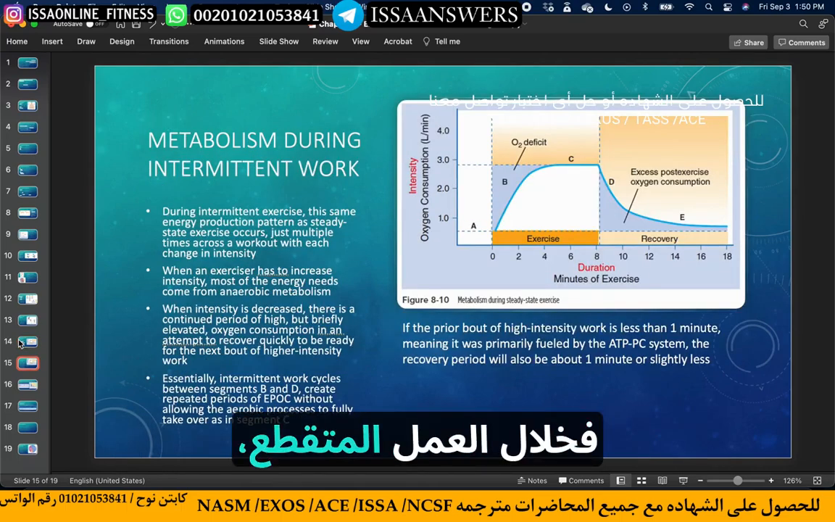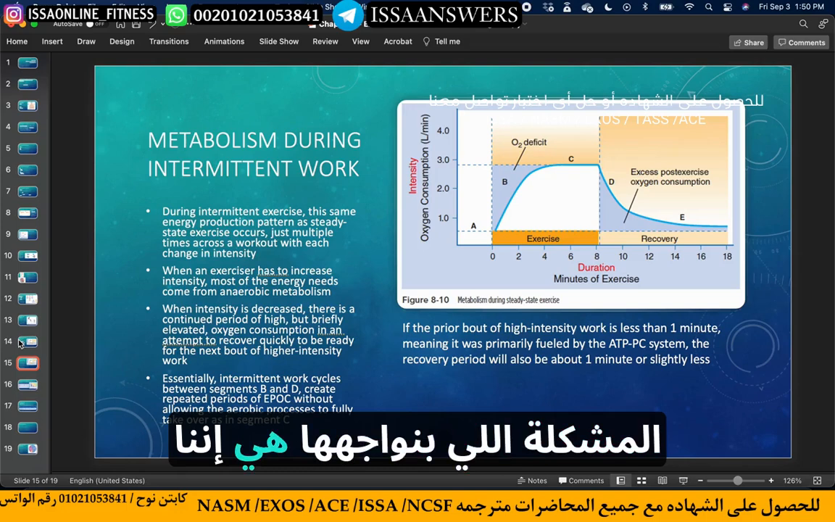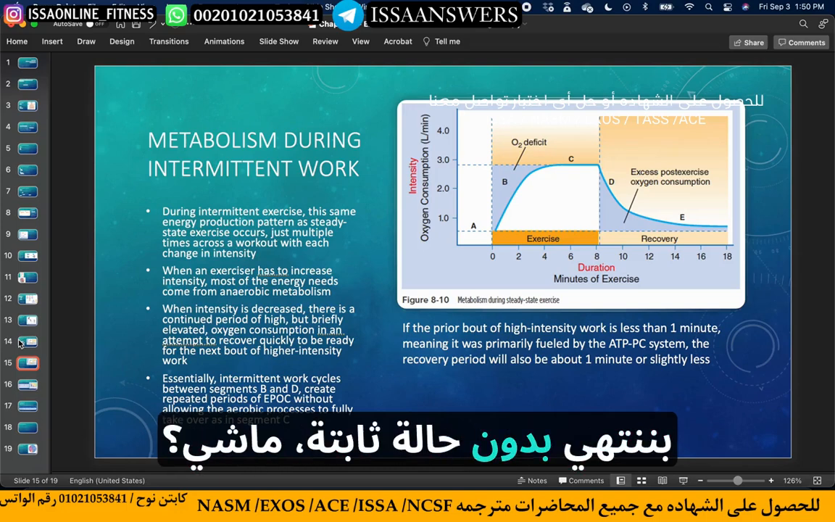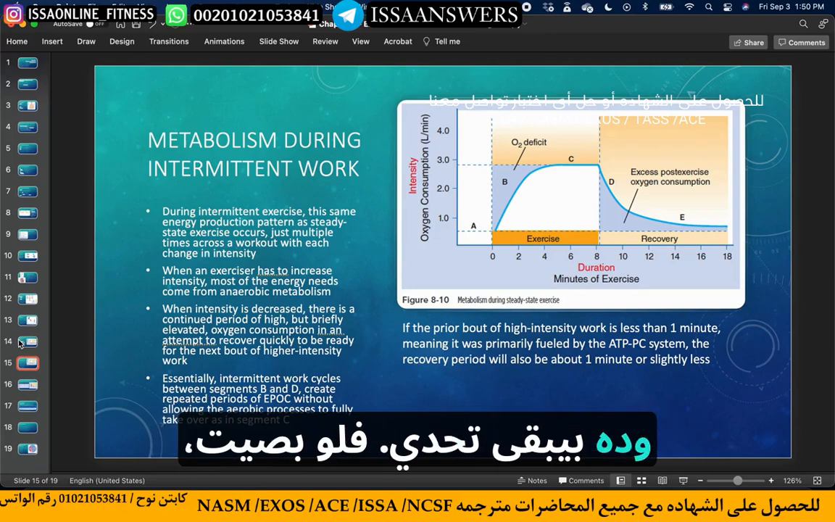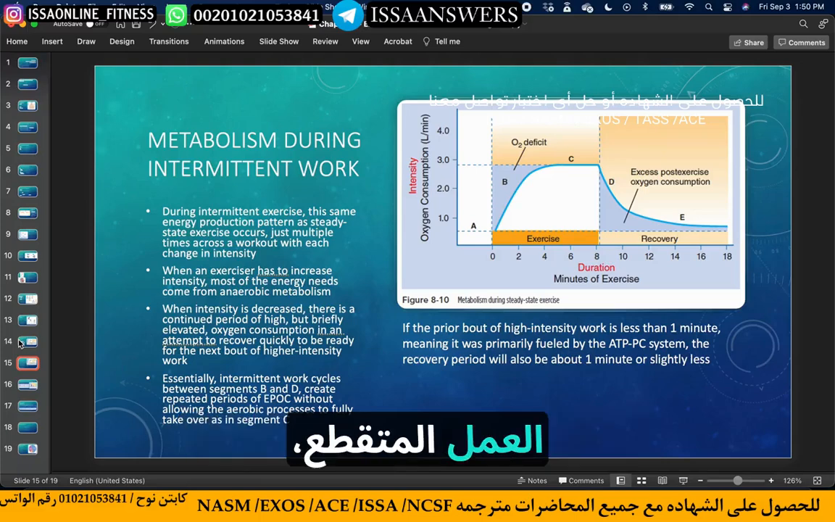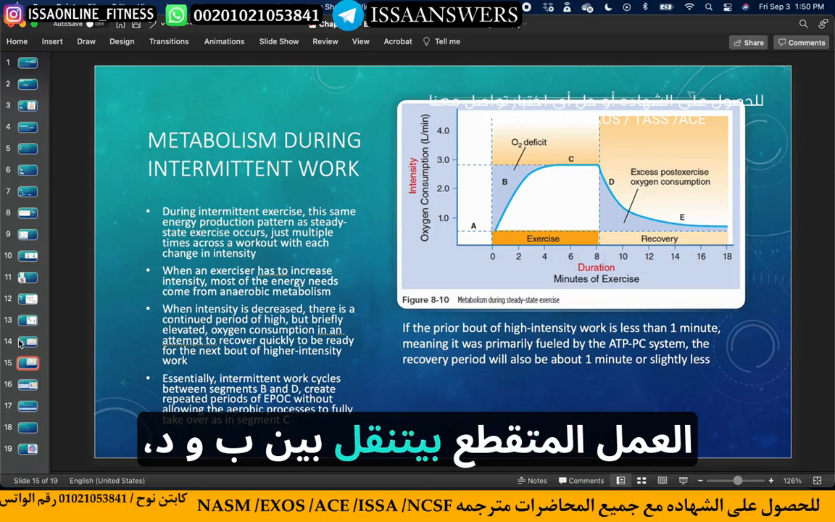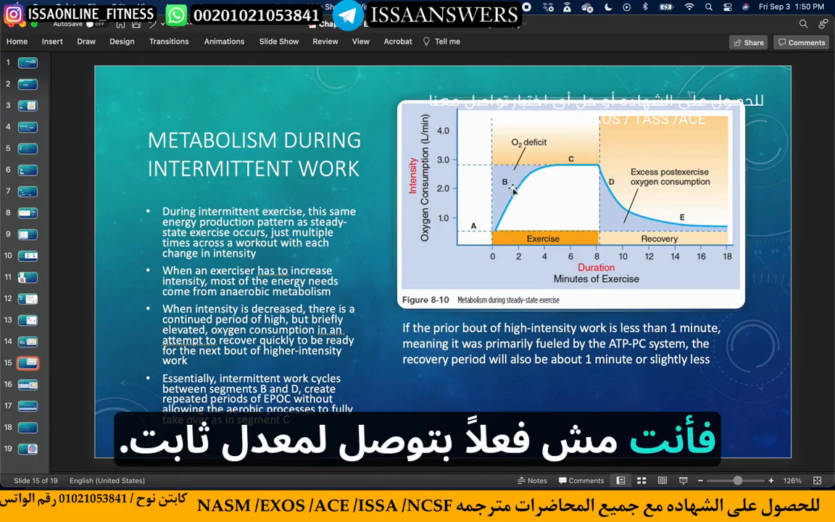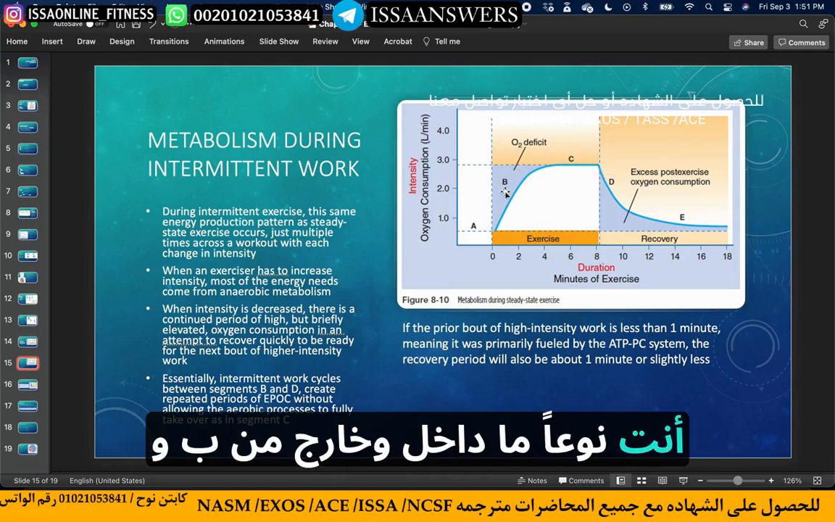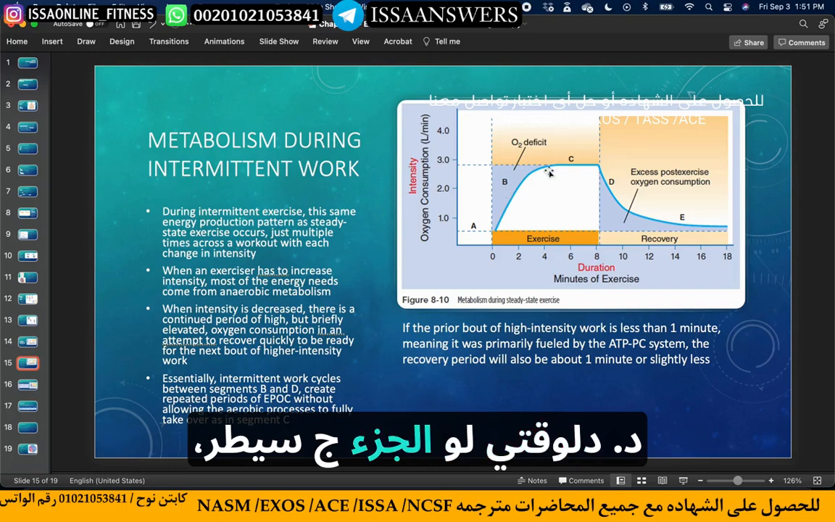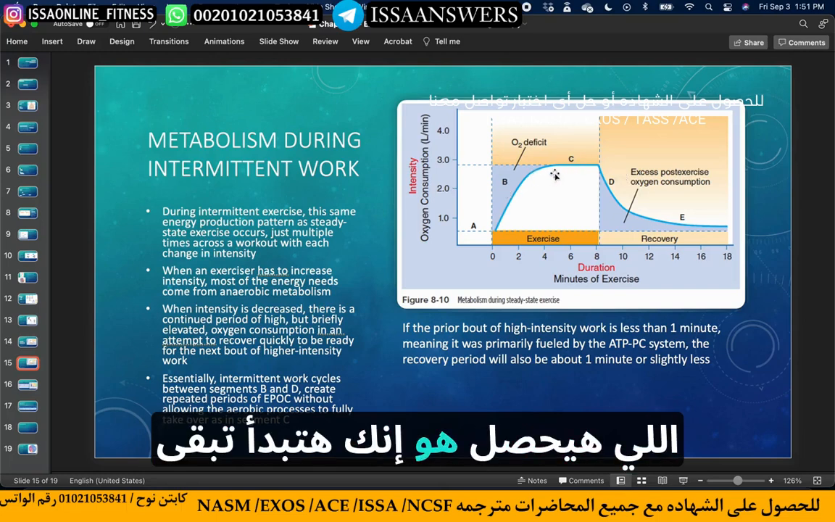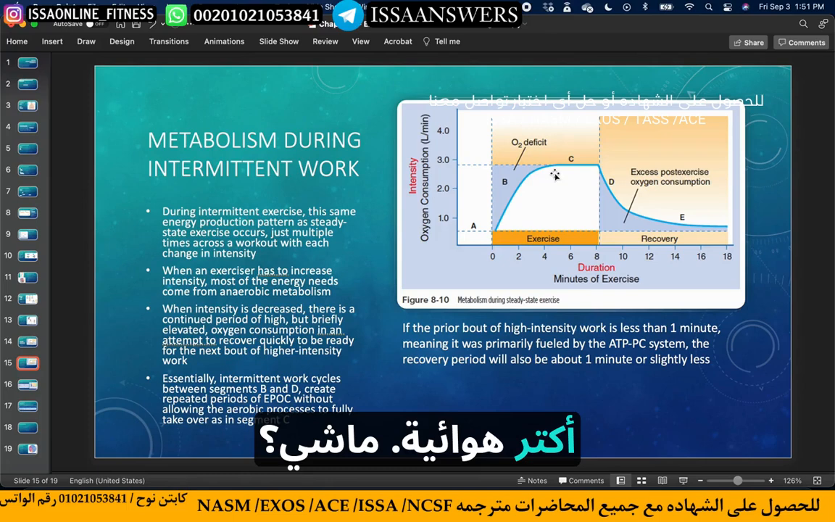So during intermittent work, the problem that we run into is we end up having no steady state. And that becomes a challenge. If you look, intermittent work usually, like it says on the bottom there, cycles between B and D. So you're not really hitting a steady rate. You're kind of just in and out of that B and D. Now, if the C part takes over, then you're going to start becoming more aerobic.